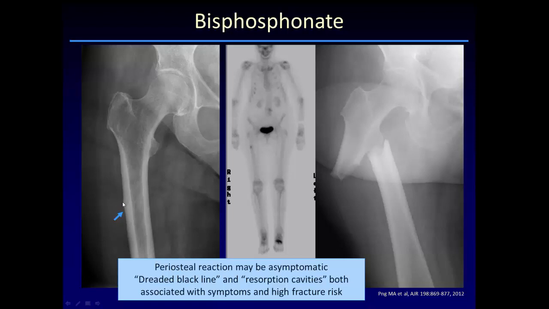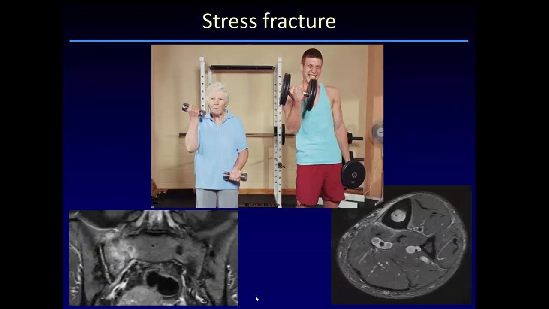Now, some patients may not have symptoms related to it, but most of them do have some pain. The presence of pain, particularly if you see a black line in the region or resorption cavities with cortical lysis in that area, are associated with an increased risk of symptoms and a high fracture risk.